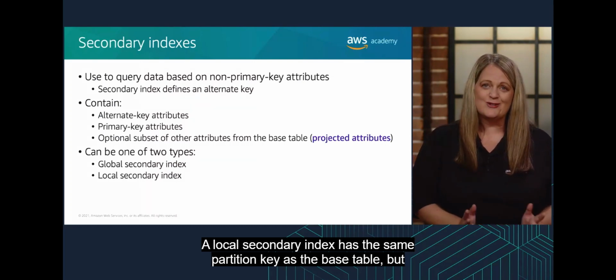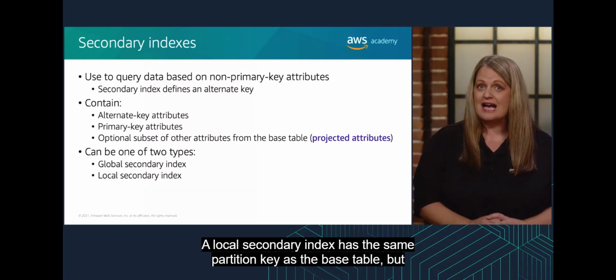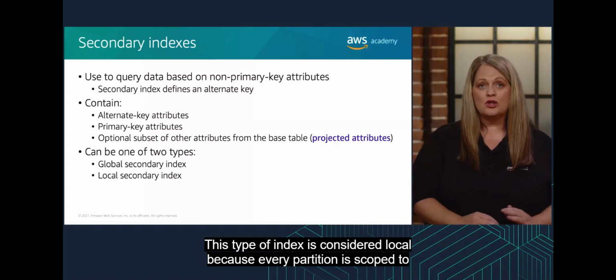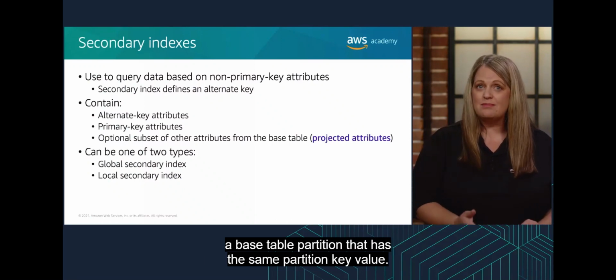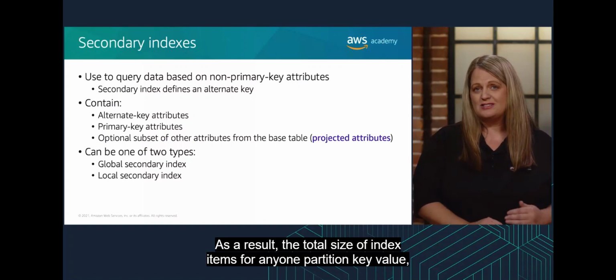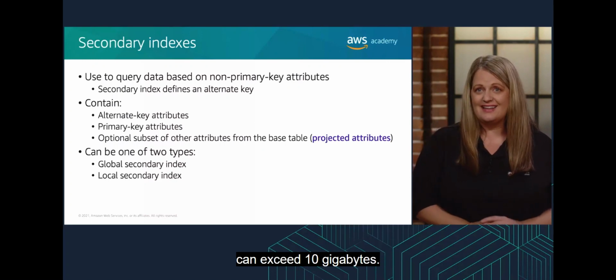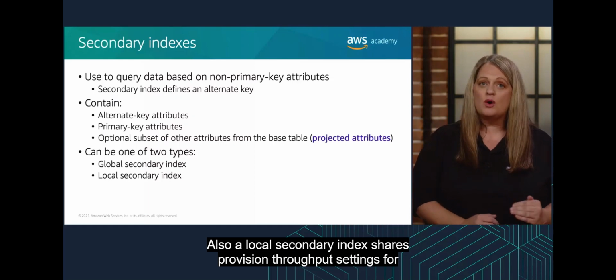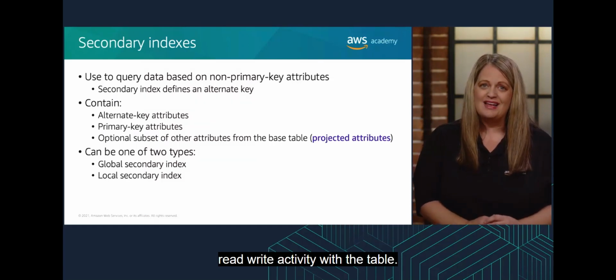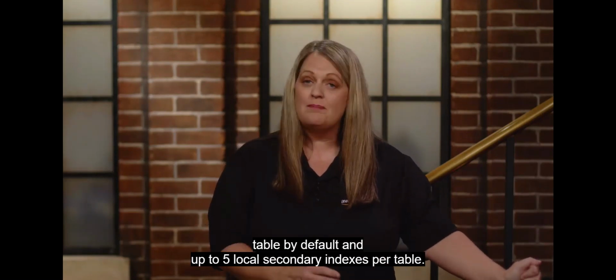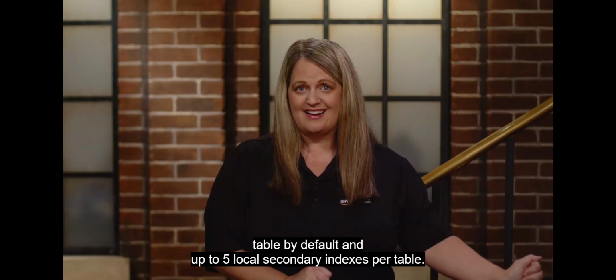A local secondary index has the same partition key as the base table, but a different sort key. This type of index is considered local because every partition is scoped to a base table partition that has the same partition key value. As a result, the total size of index items for any one partition key value can't exceed 10 gigabytes. Also, a local secondary index shares provisioned throughput settings for read-write activity with the table. Each table in DynamoDB can have up to 20 global secondary indexes per table by default and up to 5 local secondary indexes per table.